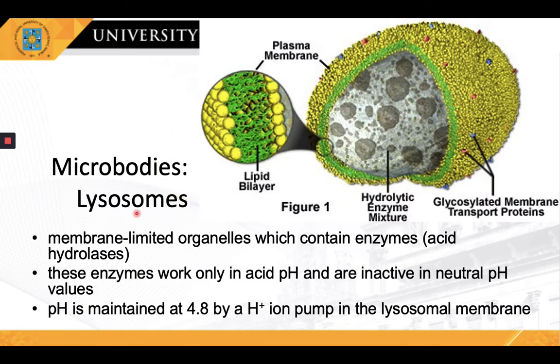Lysosomes are membrane-limited organelles that contain various types of enzymes, also known as acid hydrolases, that degrade polymers into their monomeric subunits by catalyzing the hydrolysis in these polymers. Examples of these acid hydrolases are phosphatases, nucleases, and proteases. These enzymes work only at acid pH, and are inactive at the neutral pH values of the cell, and most extracellular fluids. To enable these enzymes to function, the inside of a lysosome is maintained at about pH 4.8 by a hydrogen ion pump in the lysosomal membrane.